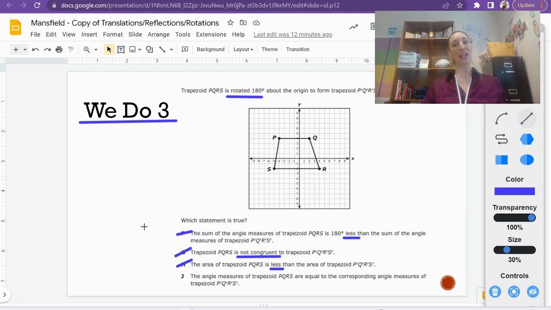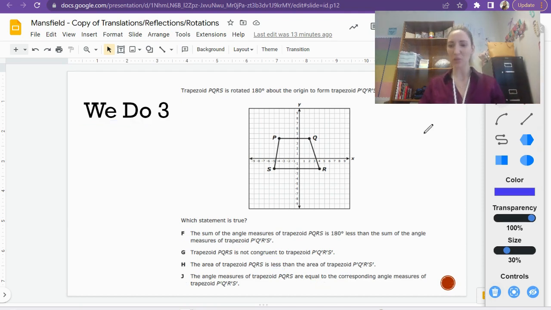Hopefully J is right. The angle measures of trapezoid PQRS are equal. Yes. To the corresponding angle measures of trapezoid P prime, Q prime, R prime, S prime. Yes, letter J. I recommend that on your paper you write: we do number 3, rotated 180 degrees equal J. Those are the keywords that we are looking for. Okay, write the word equal. Extremely important that you understand that the shape is equal, the shape is the same.